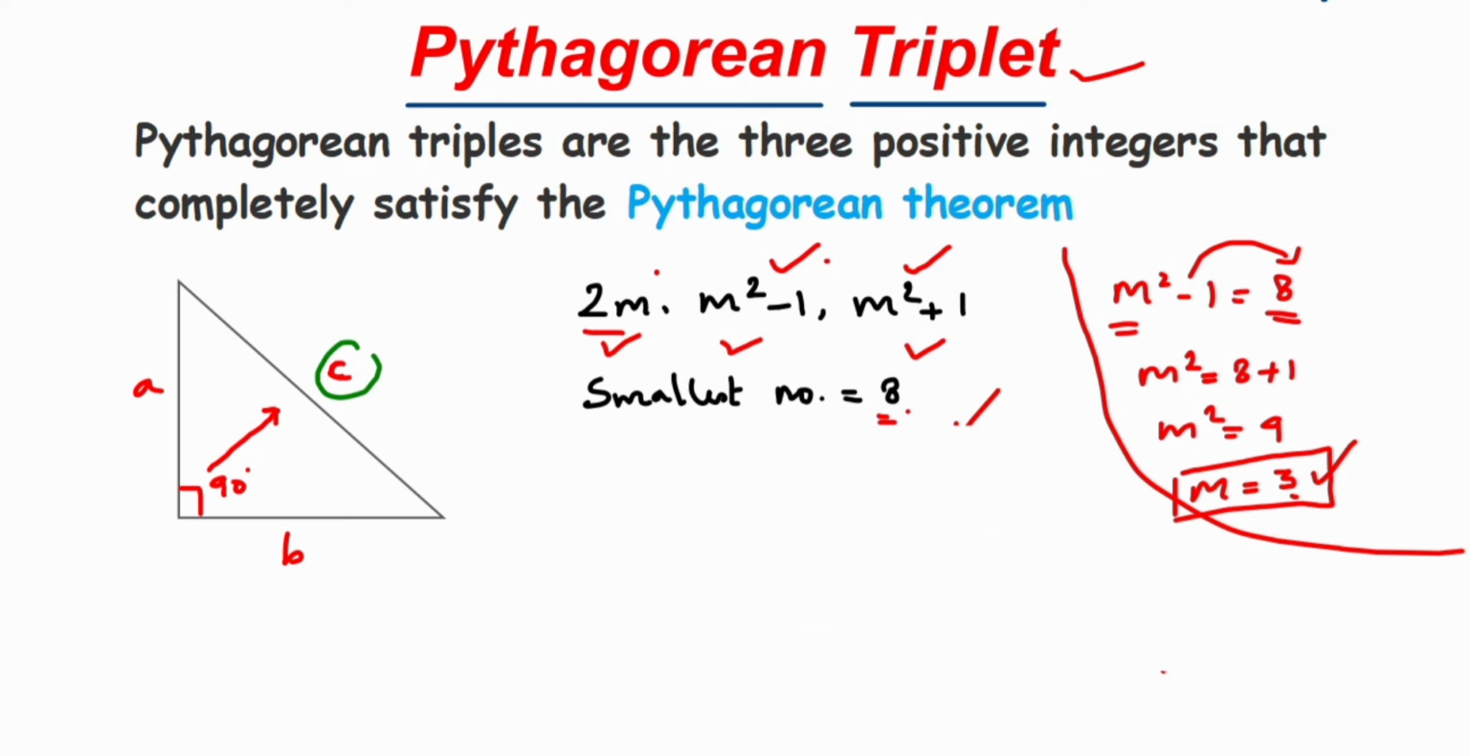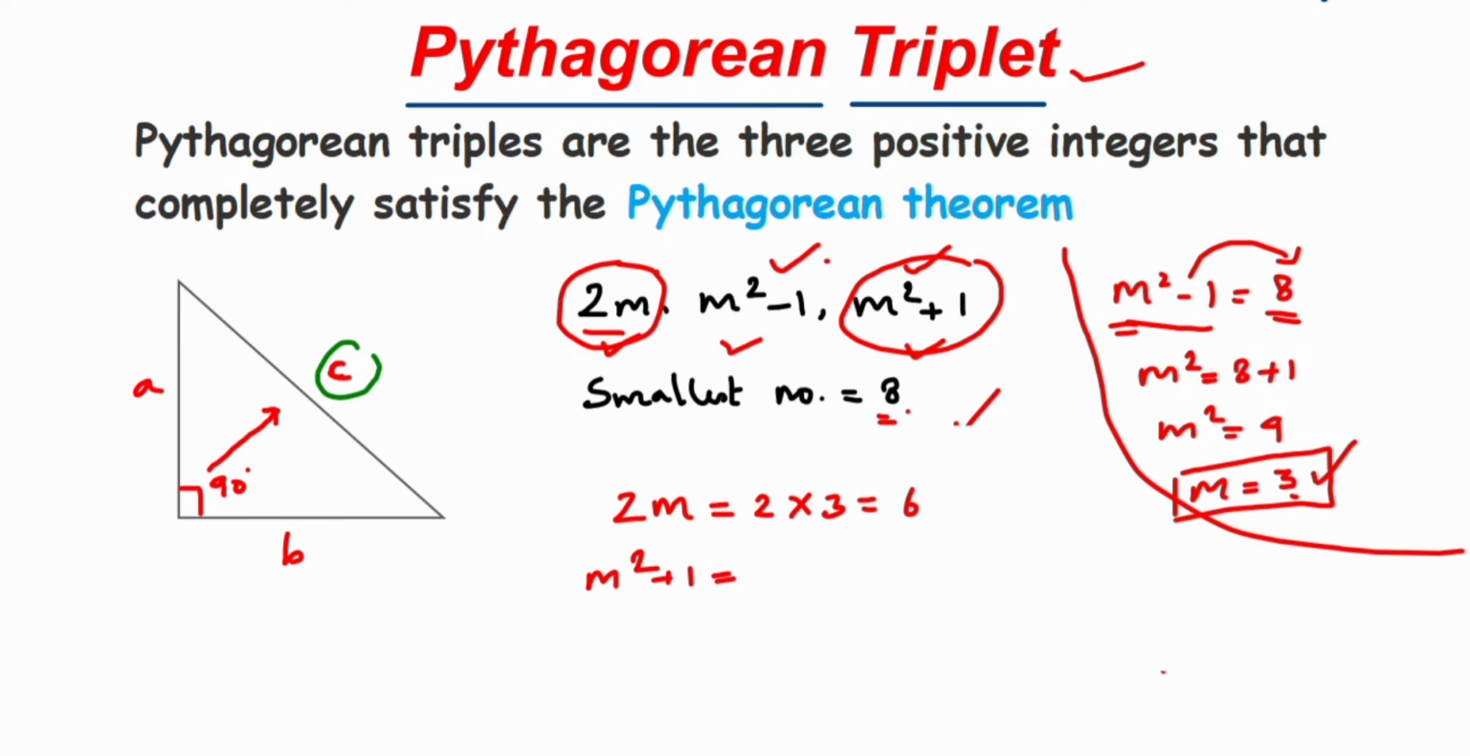So next, I have taken m square minus 1. In that case 2m and m square plus 1 will be my other two numbers. So 2m will be 2 into 3, which is nothing but 6, and the next one, m square plus 1, will be 3 square plus 1, which is 9 plus 1, equal to 10. So here I got 8, 6, and the next number is 10. So 8, 6, 10 is one set.